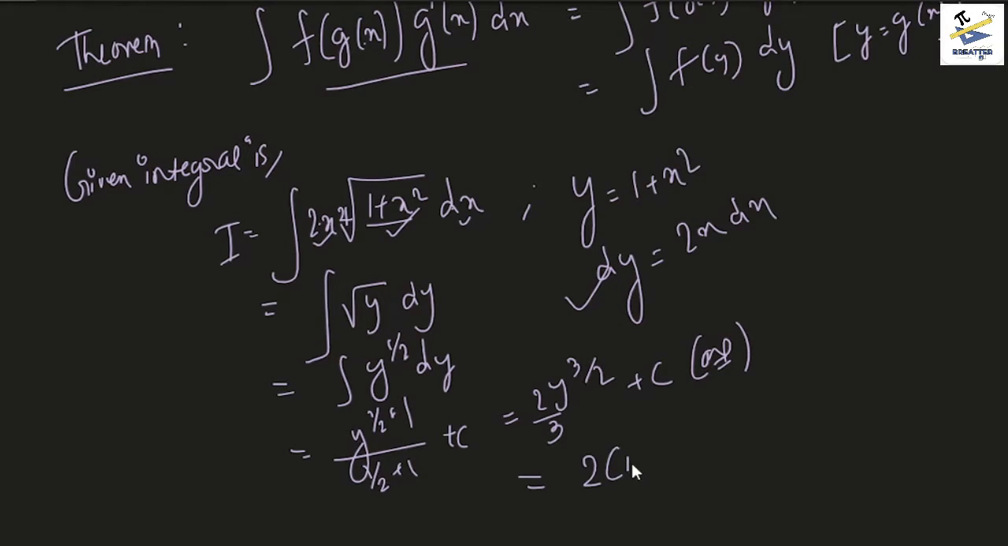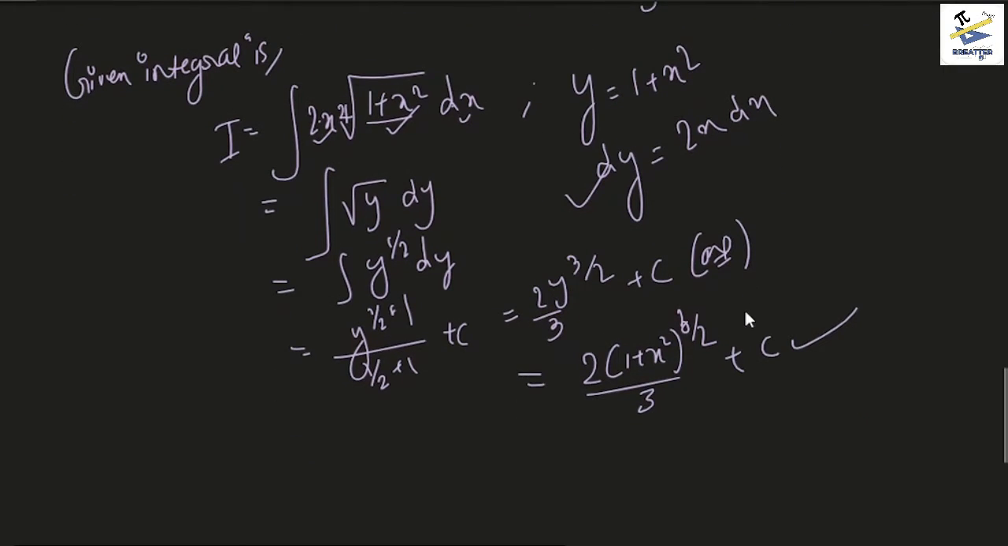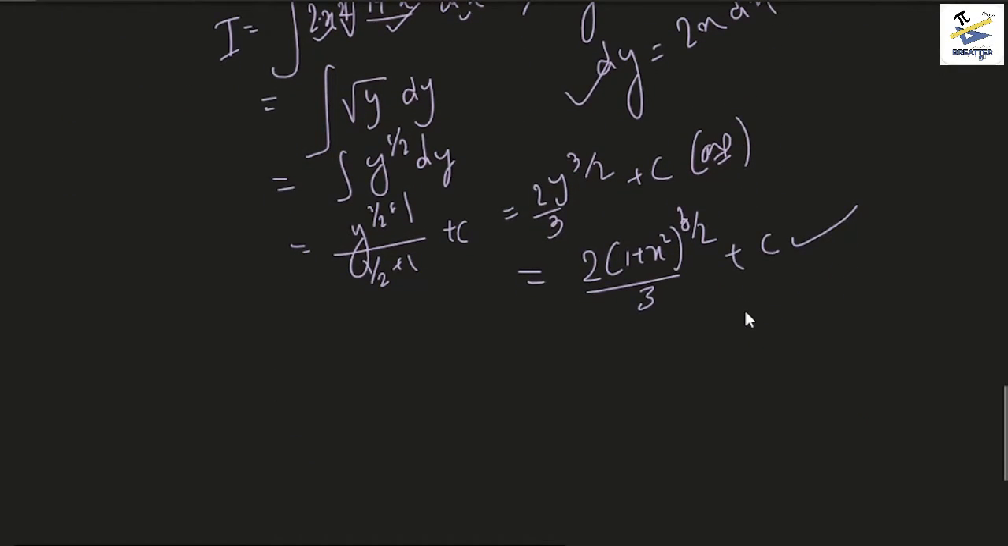So it is basically 2 into (1 plus x square) to the power 3 by 2 whole by 3 plus c. This is our integral, right? So this type of integrals can be solved, but you need to be a bit cautious about them. So let us do another one.